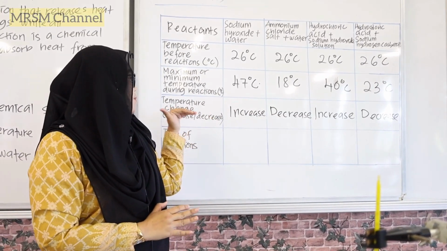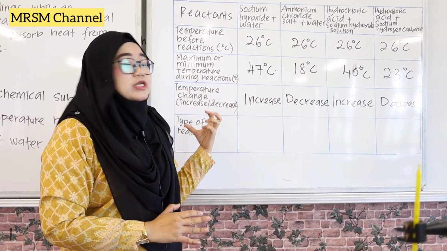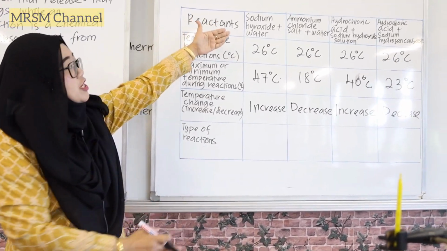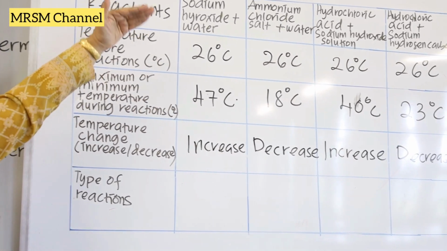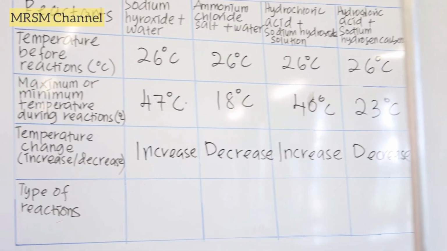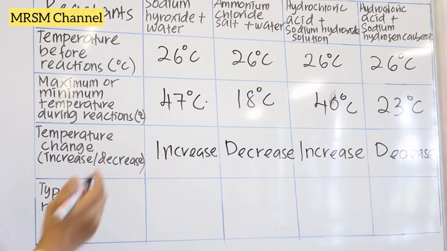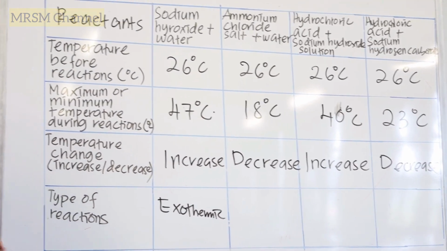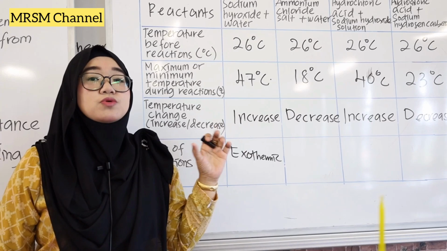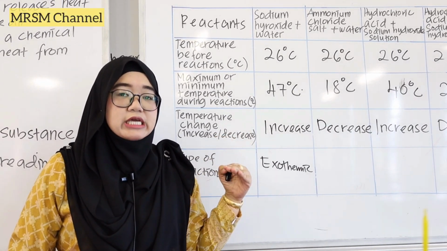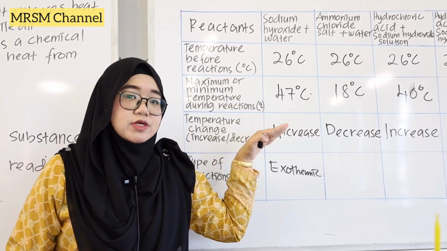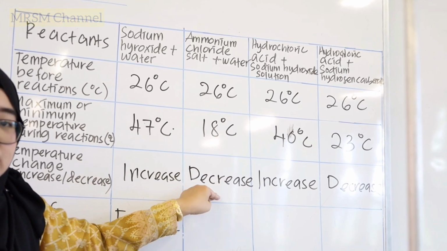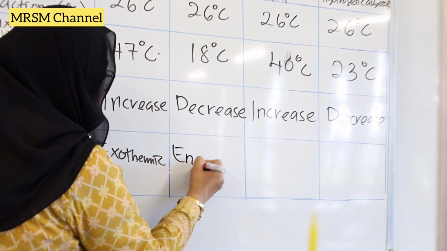From the temperature change observations that we made, we can conclude the type of reaction by looking at the difference in temperature. The first one is sodium hydroxide plus water. Because the temperature increased to 47, the type of reaction is exothermic. This is because the reaction releases heat to the surroundings, so the temperature reading increased from 26 to 47 degrees Celsius. Then the second one, from 26 to 18 degrees Celsius: the reading decreased, so this must be an endothermic reaction.